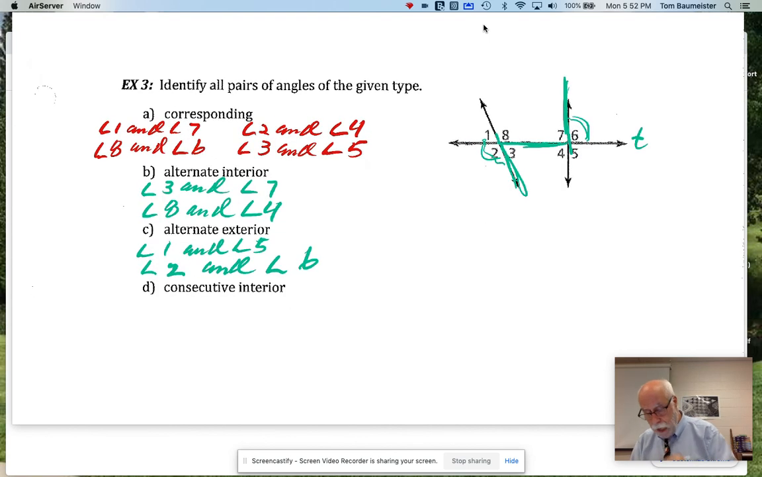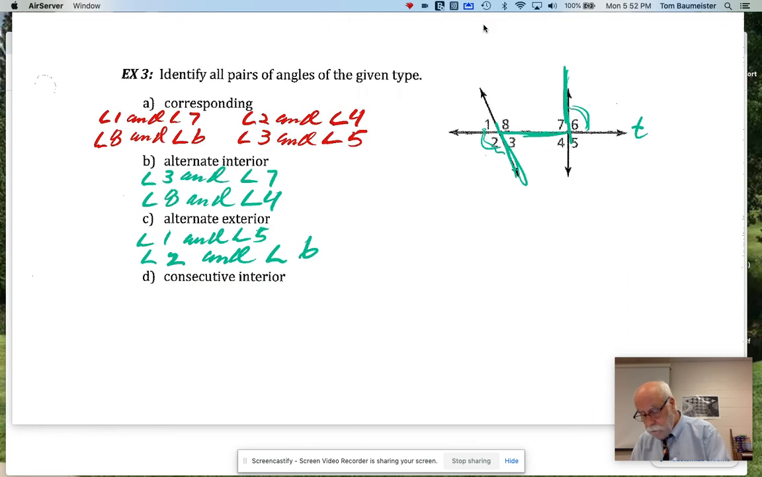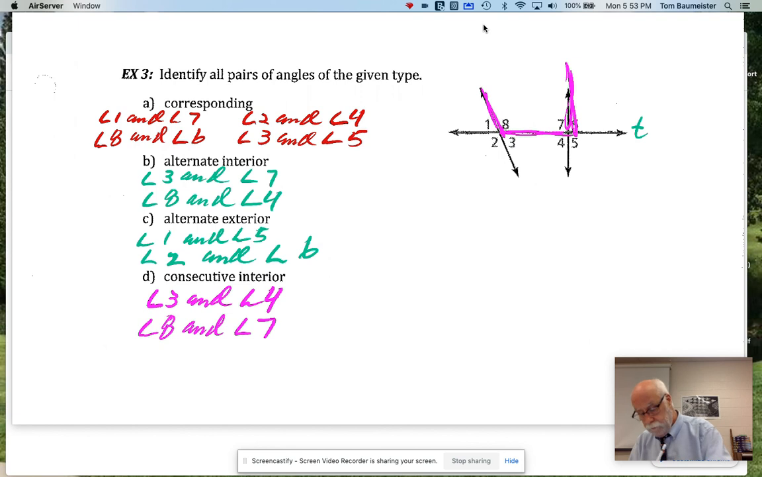And finally, the consecutive interior angles. Those are on the interior, and they make a C. There's one of my C's. So it would tell me angle 3 and angle 4. And if we erase that and go with the other one, we would say angle 8 and angle 7. That's it, people. Pretty straightforward. We'll learn more about these as we go through the chapter.